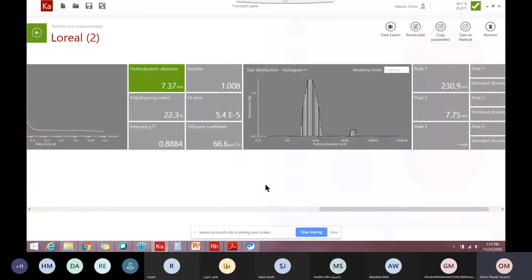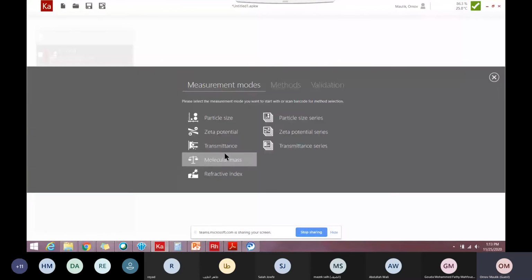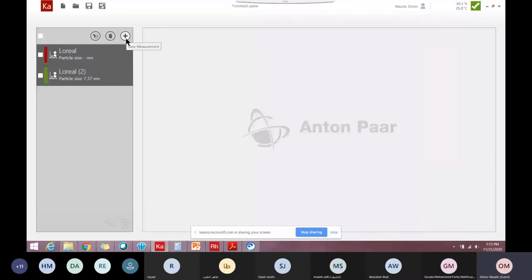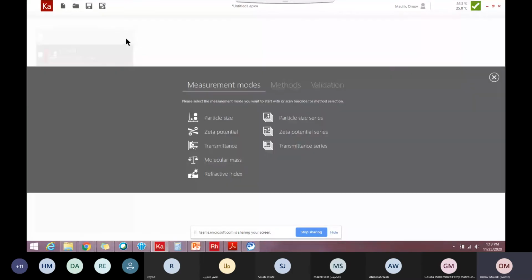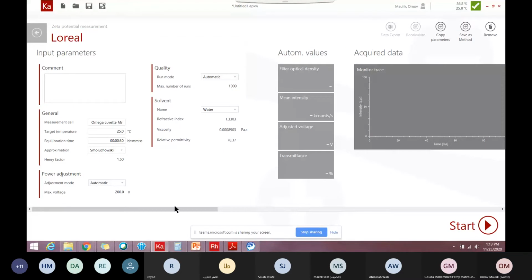Now let me quickly measure a zeta potential. In order to measure the zeta potential, you can just go to this add plus sign, apply on the zeta potential, and name it. Here also you need to set which cuvette you are using.